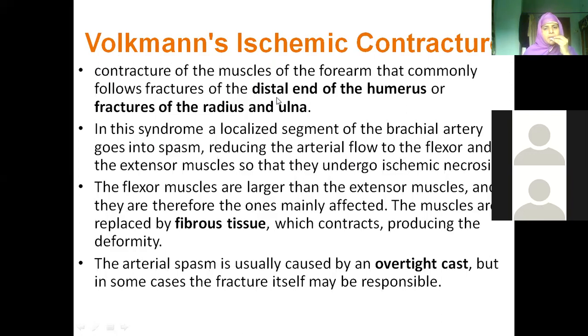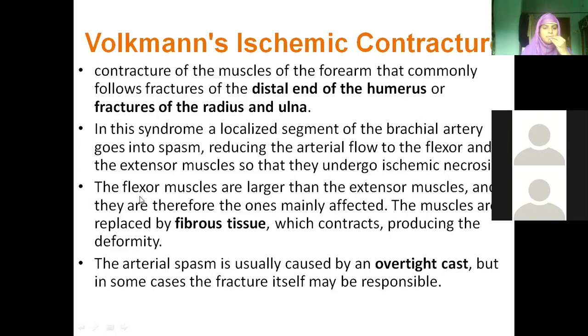Generally it is because of a fracture of the distal end of the humerus. In this syndrome, a part of the brachial artery undergoes spasm. Spasm means rapid contraction of a blood vessel. If there is spasm, blood supply will always be hampered. That's the reason muscles are not receiving blood supply and they undergo ischemic necrosis. Due to non-availability of blood supply, the muscle undergoes necrosis. Flexor muscles are larger than extensor muscles, and they are therefore the ones mainly affected.